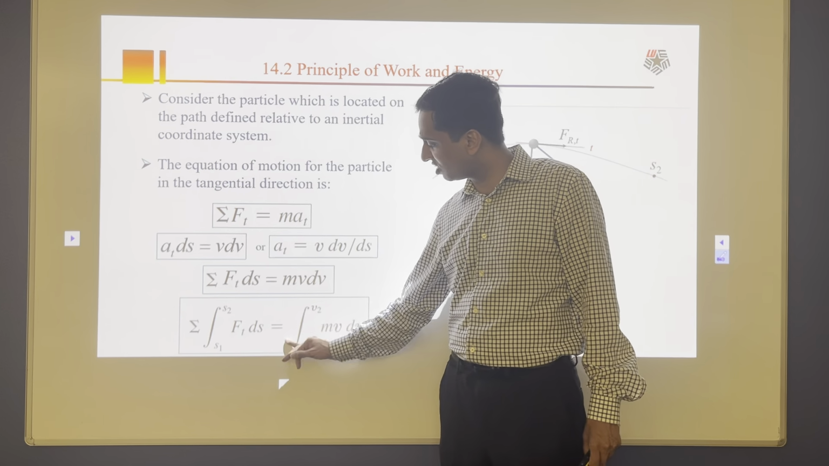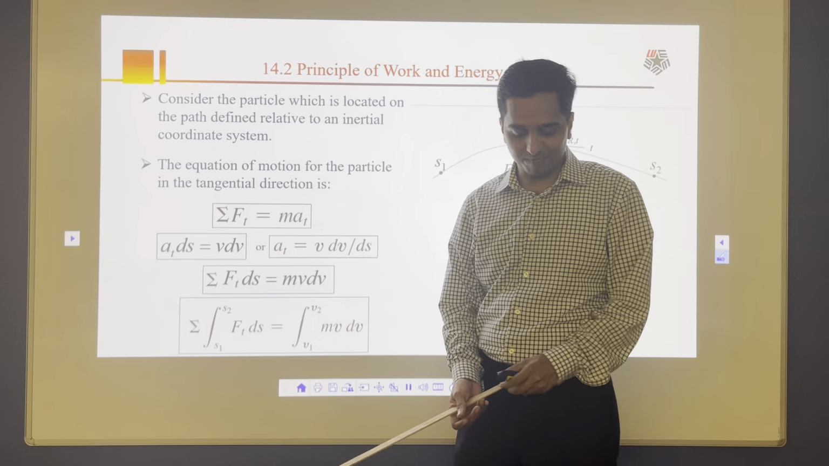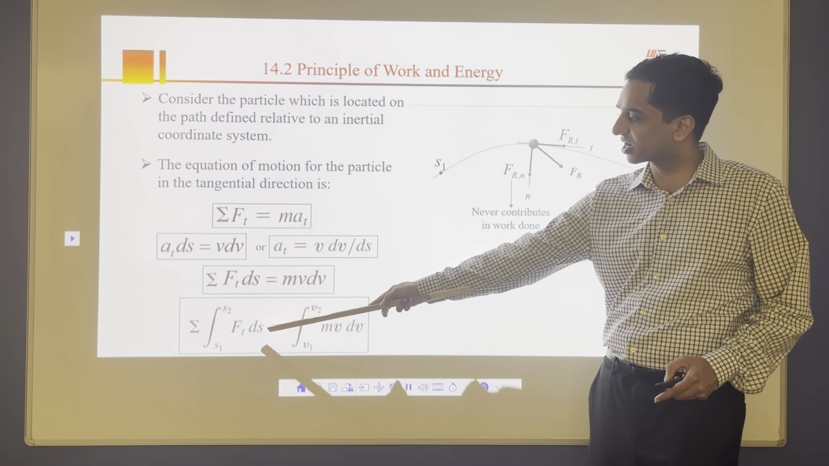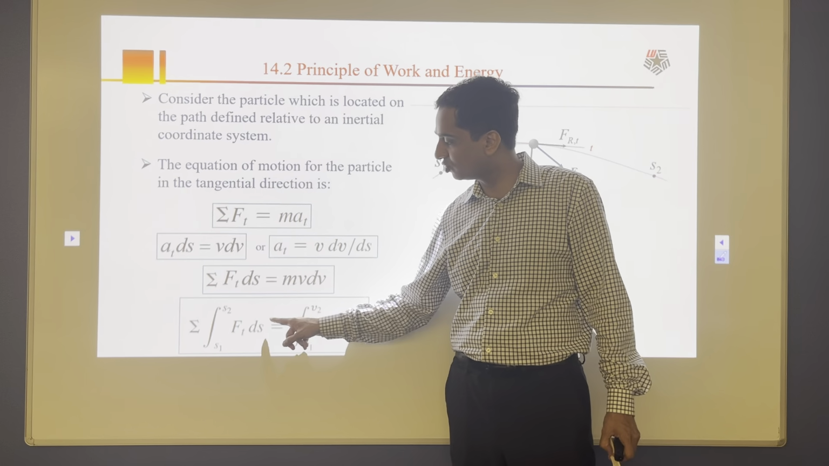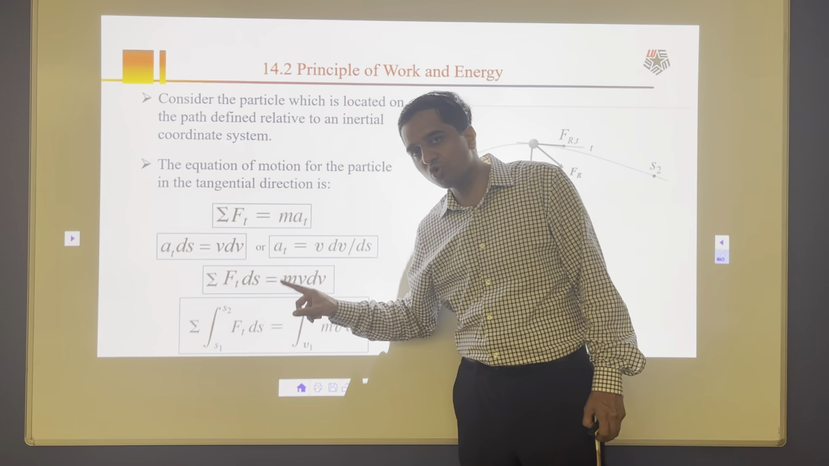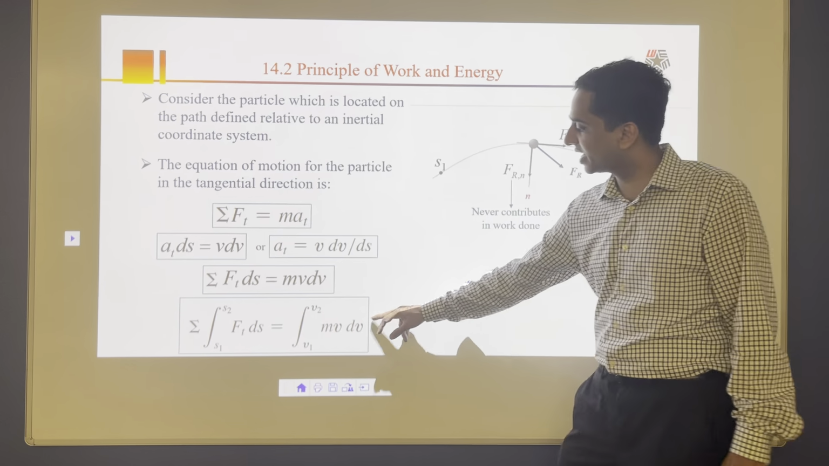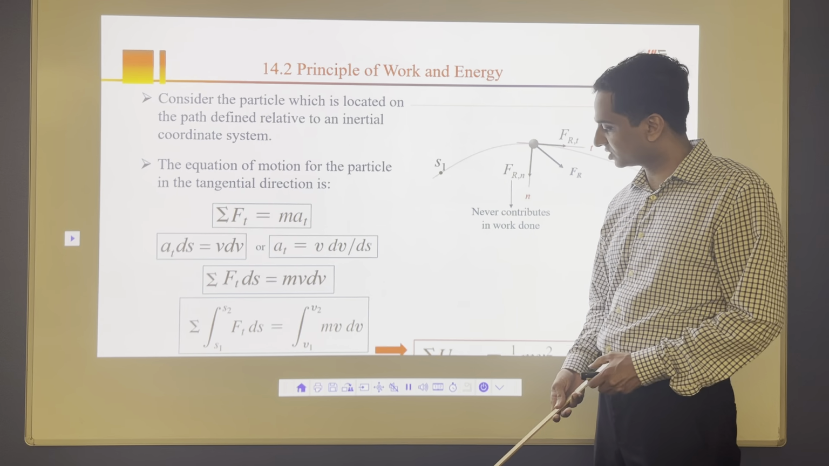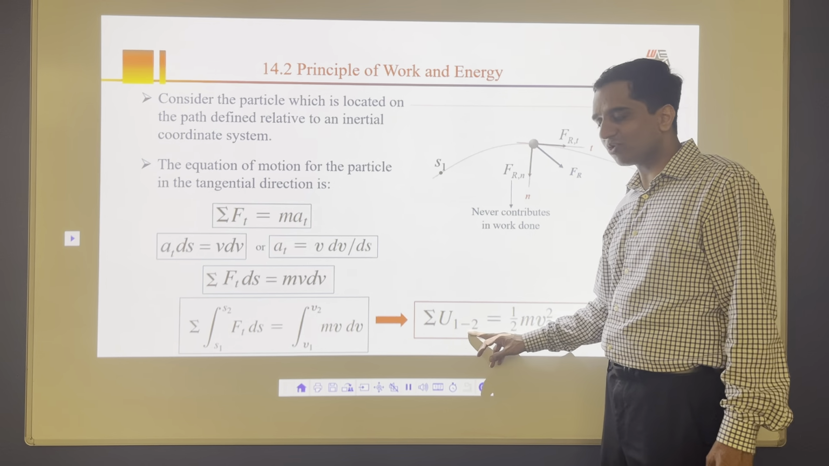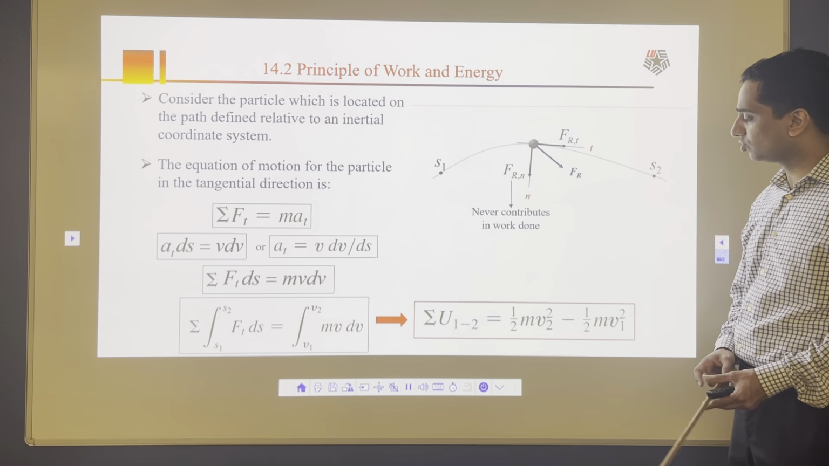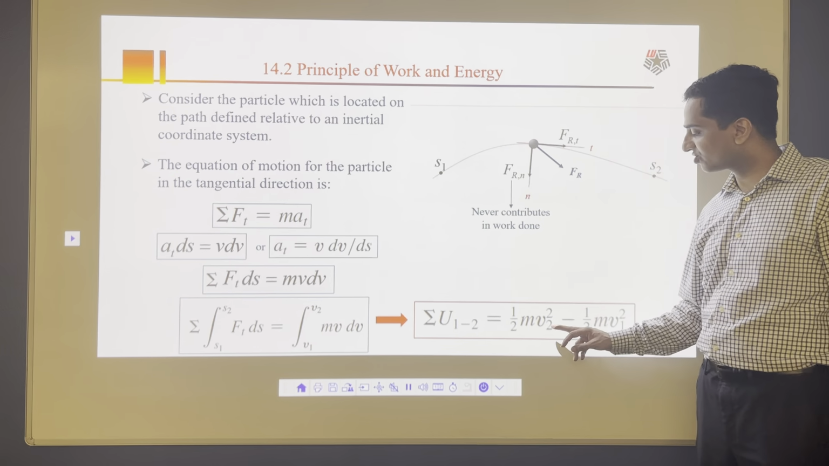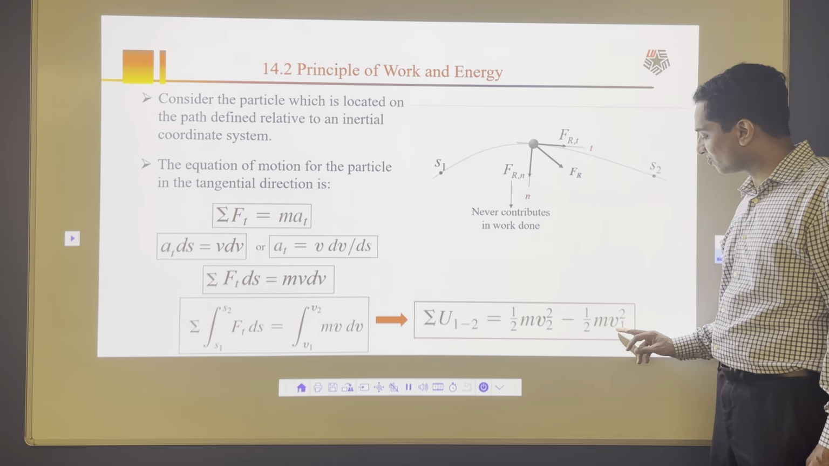And now if I solve the integration for this velocity part, what I get, and this one is work done, F ds is nothing but work done, that's my U12. So I can write this entire thing as U12, total work done, and then I can solve this one. If I do that, it will look something like this. Total work done U12, that's force into displacement, is equal to 1/2 m v2 square minus 1/2 m v1 square.